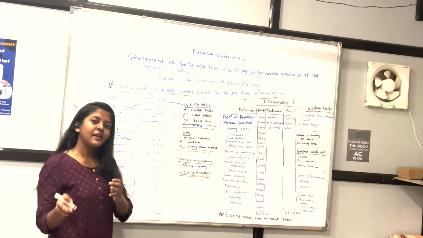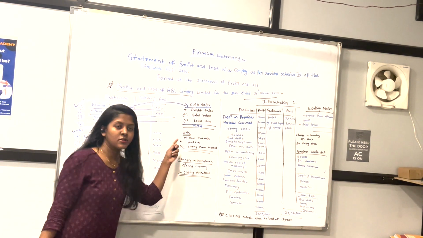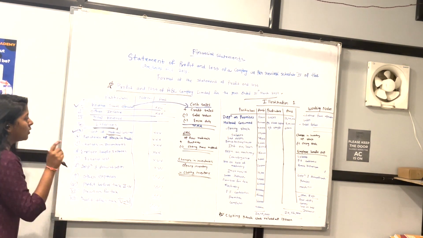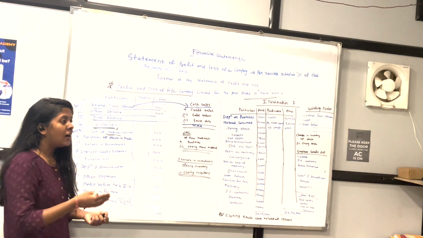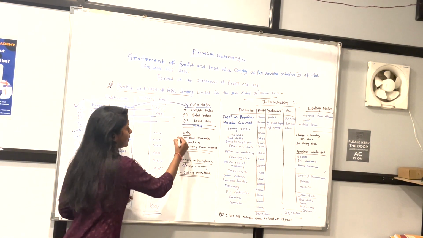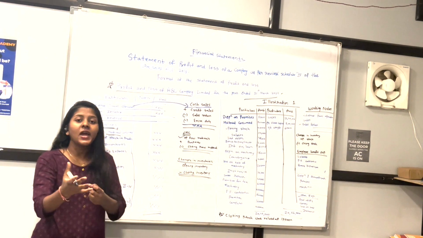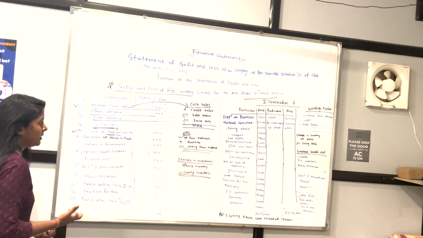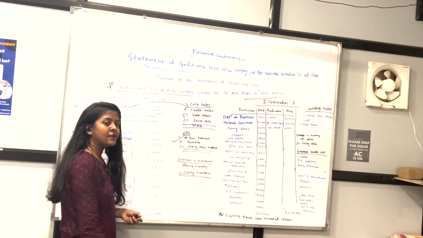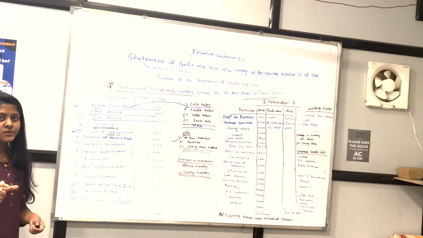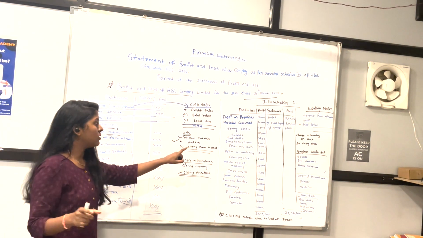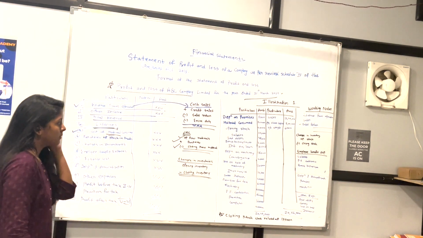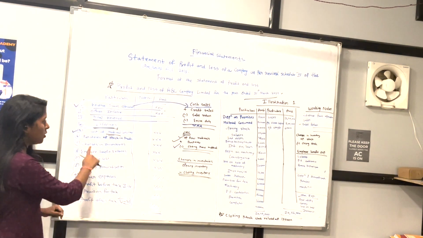For that there is a formula. First is opening raw materials. Cost of material consumed includes raw material, how much raw material there is in a company right now, that is opening raw material. Second is how much additional raw material purchases they have made, so that is purchases, and minus the leftover. The leftover raw material, that we have to minus. So this is how you have to prepare cost of material consumed.